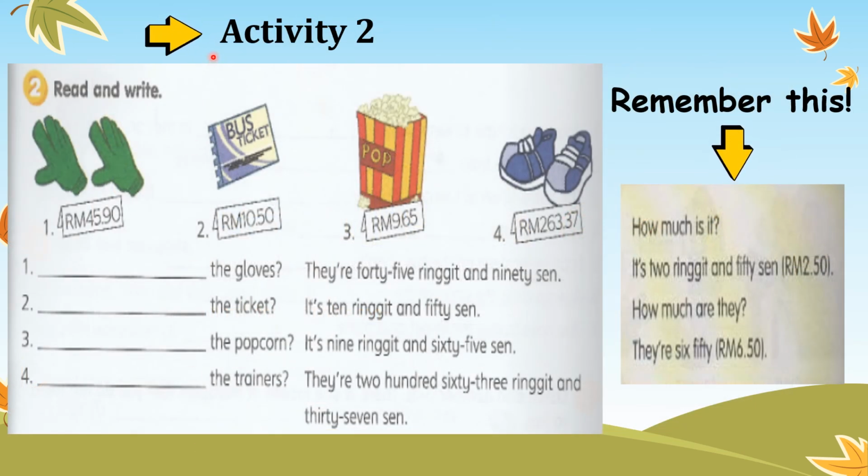Okay, now please do your second activity, read and write. So in order for you to complete this exercise, you need to remember this. How much is it? How much are they? So you have to be careful. Okay, so let's look at the example number 1. The gloves. So the gloves. Okay, 45 ringgit and 90 cents.